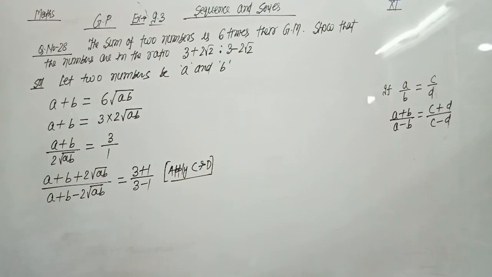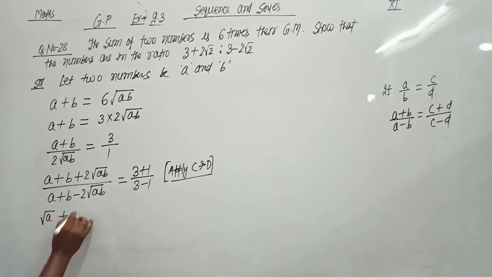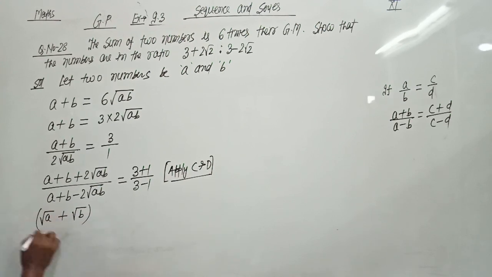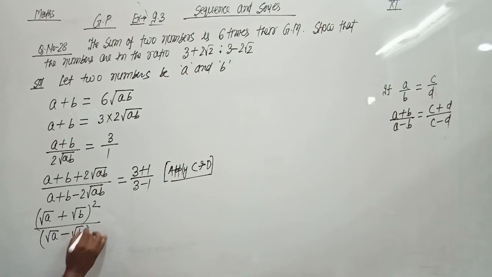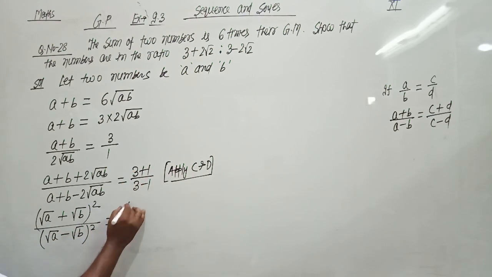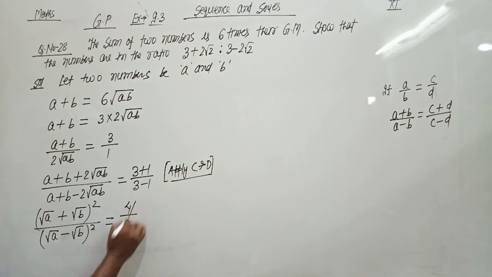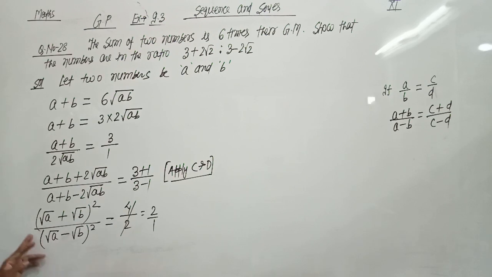Now this expression can be written as under root of A plus under root of B, the whole square. When we expand, we get the same result as the formula for A plus B, the whole square. And this denominator can be written as root A minus root B, the whole square. And 3 plus 1 is 4, 3 minus 1 is 2, it gets 2 by 1. Now put a square root on both sides.